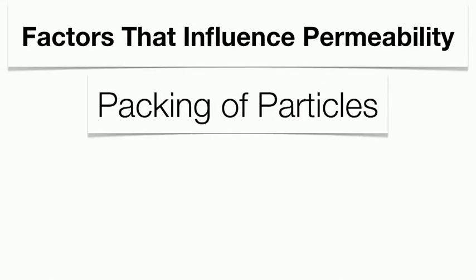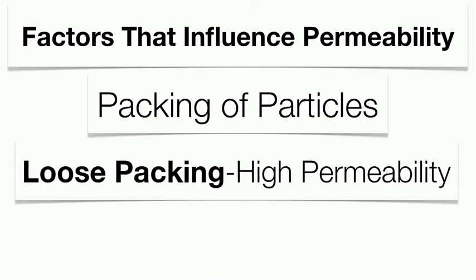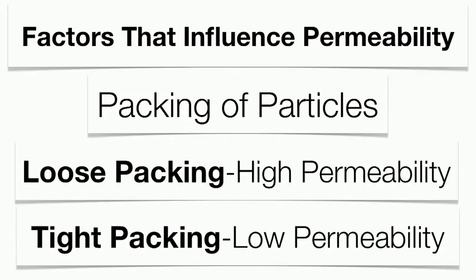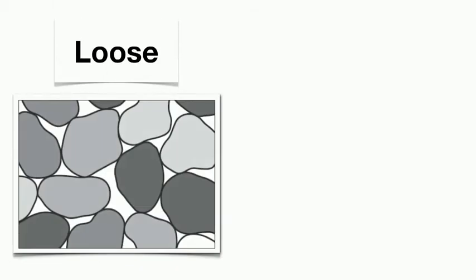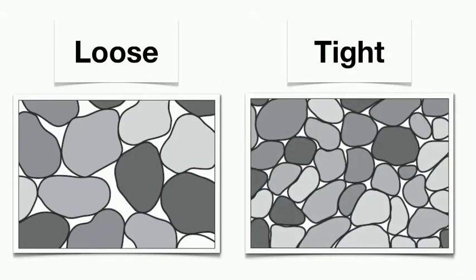And the last factor that affects permeability is going to be the packing. Loosely packed gives you a high permeability. Tightly packed gives you a low permeability. Again, it's all based upon the spacing in between the fragments. High porosity, high permeability. Low porosity, low permeability. So very important for you to be able to identify the differences in regards to porosity and permeability and even some of the similarities as well.